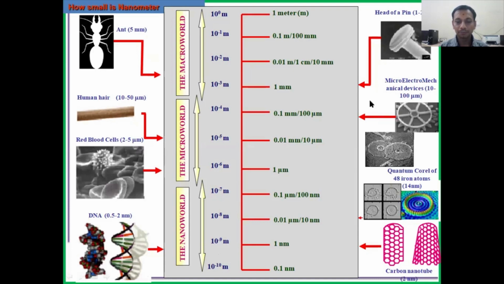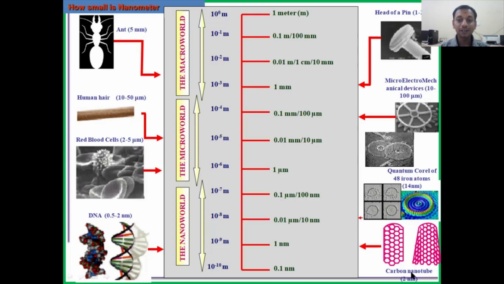Then here some artificial examples are there. Quantum coral of 48 iron atoms, that is a 14 nanometer size. And you can see the picture. I think in the next slide you can see the bigger picture of this also. This one is a simulated pictorial presentation of carbon nanotube.